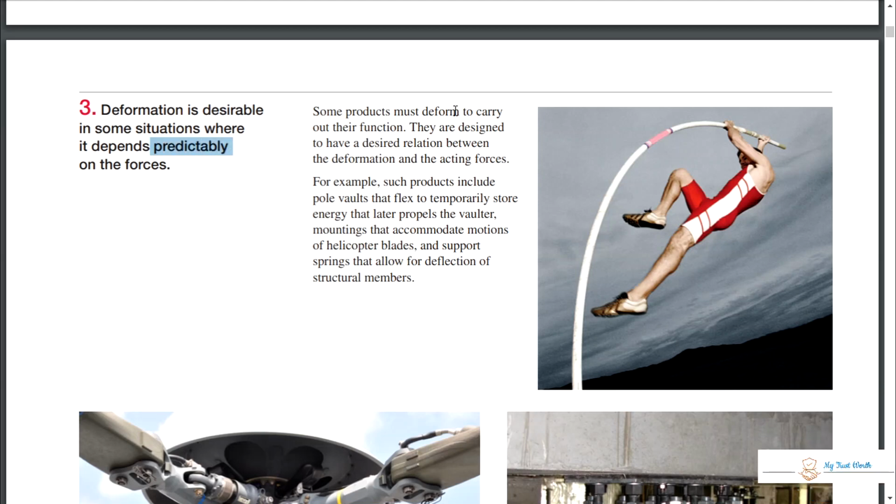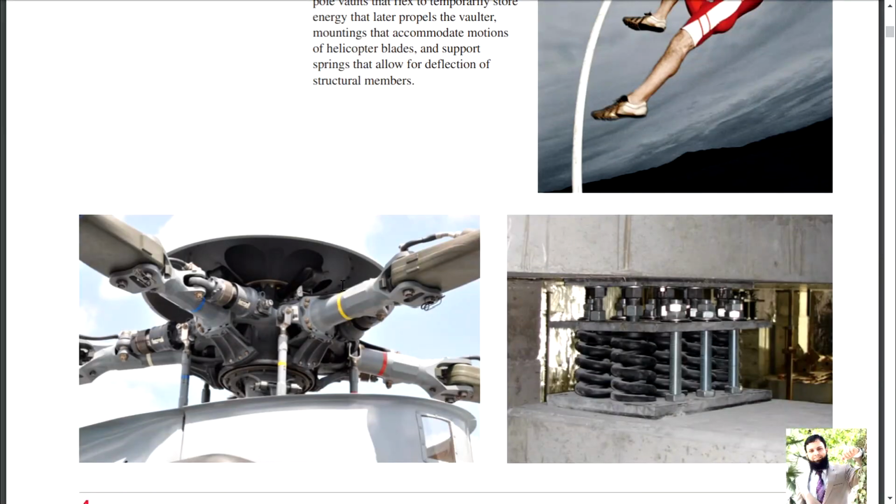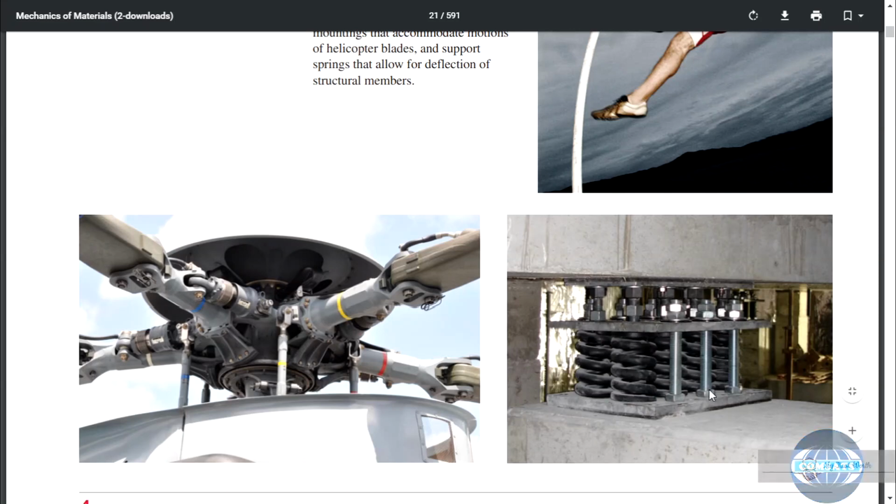Some products must deform to carry out their function. They are designed to have a designed relation between the deformation and the acting forces. For example, such products include pole vaults that flex to temporarily store energy. So this flexibility stores energy that later propels the vaulter, mountings that accommodate motions of helicopter blades, and support springs that allow deflection of the structural members. So in these mountings and these springs, we do allow deformation, but these deformations are controlled.